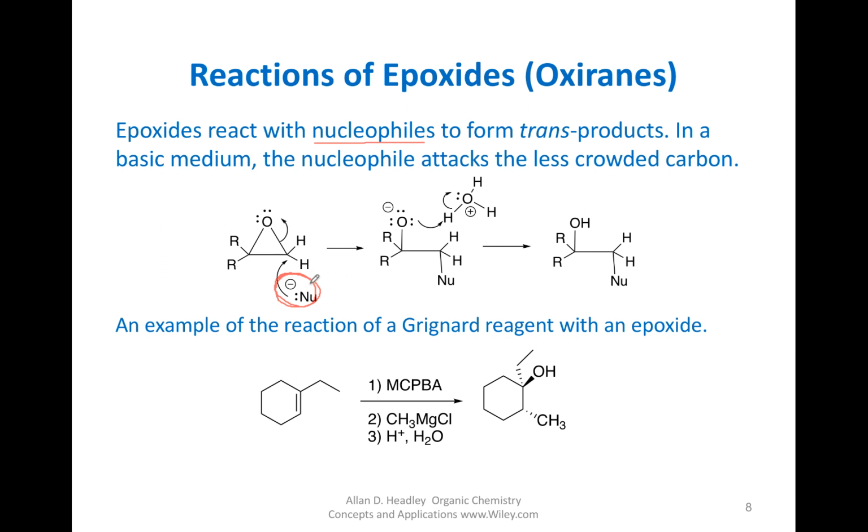This Nu negative will attack the carbon that's less crowded. So notice this carbon here has two alkyl groups. This carbon has two hydrogens. So this carbon here is less crowded compared to this carbon. So a nucleophile will attack this carbon in a basic medium to produce this. As you can imagine, using the arrows to indicate electron movement.